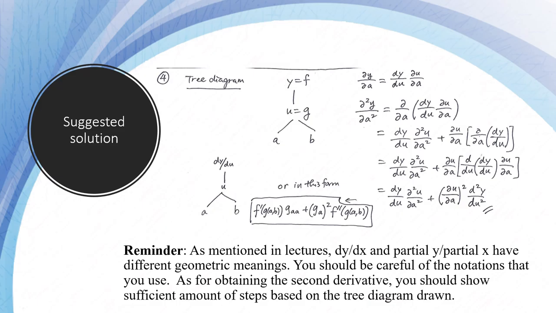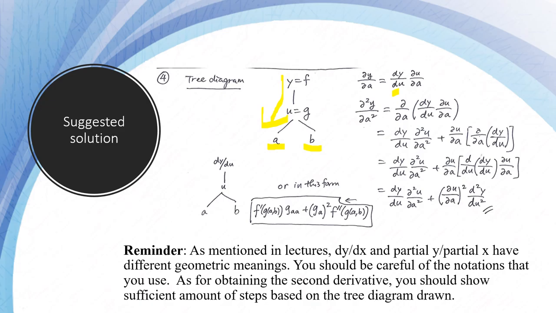To find the second derivative, we need to first find the first derivative. Since y is a function of u and u is a function of a and b, we get this tree diagram. A and B are the two independent variables, U is the intermediate, and Y is the dependent. Along this line, we can get the first derivative: partial y over partial a equals dy over du times partial u over partial a. Please note that since y is a function of u only, u is the only variable, so we can use d. But u is a function of a and b, so we need to use a partial here.